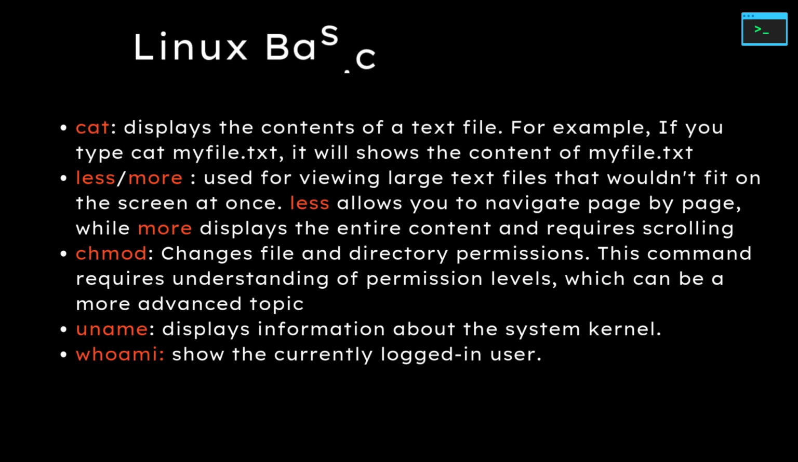Cat command displays the contents of a text file. For example, if you type cat myfile.txt, it will show the content of myfile.txt. Less or more command is used for viewing large text files that wouldn't fit on the screen at once. Less allows you to navigate page by page, while more displays the entire content and requires scrolling.